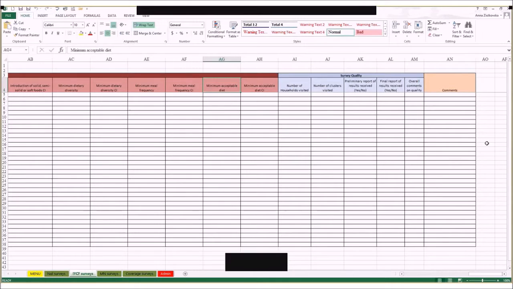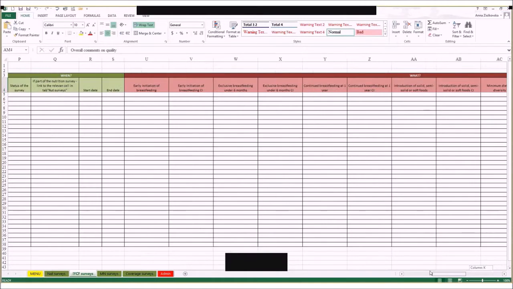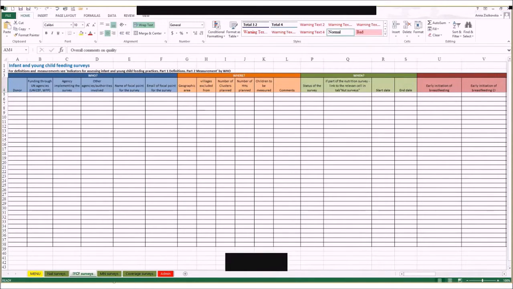And again, survey quality, which is very simple here: number of households visited, number of clusters visited, if preliminary report received, if final report received, and then overall comments on the quality. So this is less complicated than the nutrition surveys, but provides the information which is needed for decision making on IYCF.